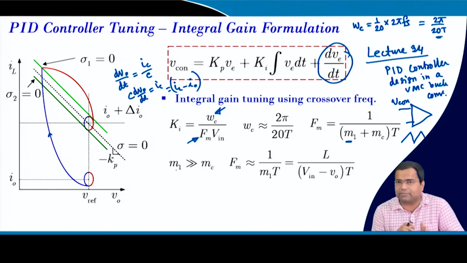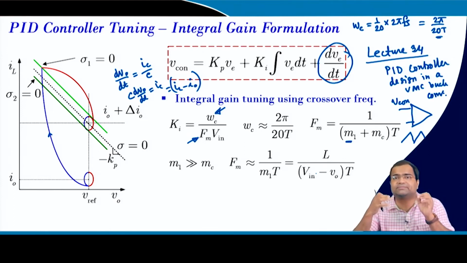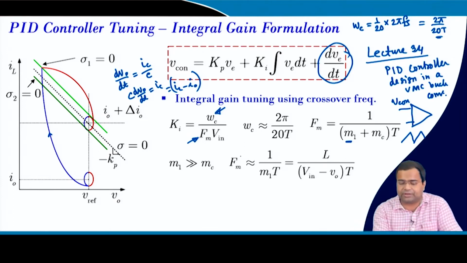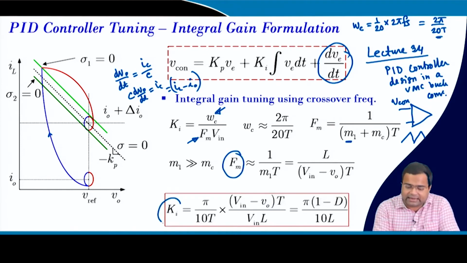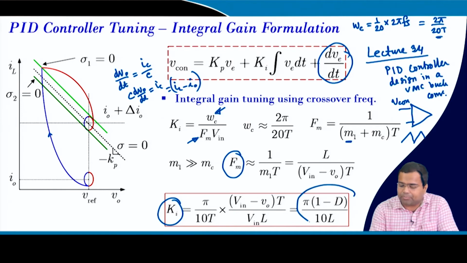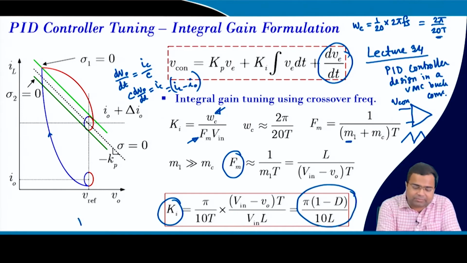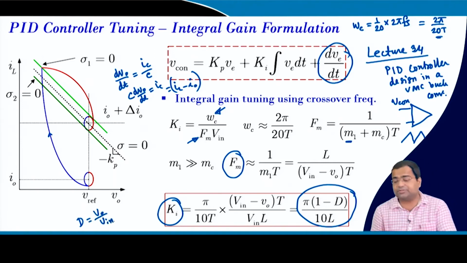And what is M1 for a buck converter? M1 is nothing but (Vin minus V0) by L. So, if you substitute, Fm can be approximated by this, and the integral gain can finally be obtained as Ki = Pi (1 minus D) by 10L, where D is the duty ratio. Because in a buck converter, V0 by Vin is equal to D. So, this is our Ki that we are going to consider, and we will see a simulation case study.